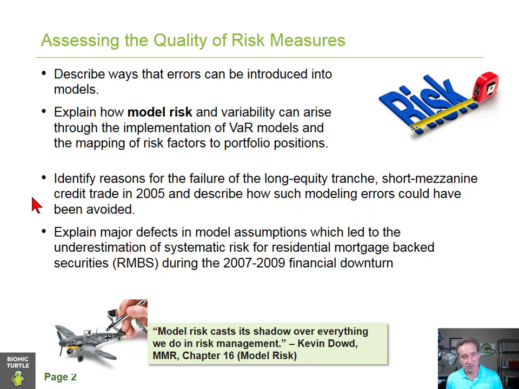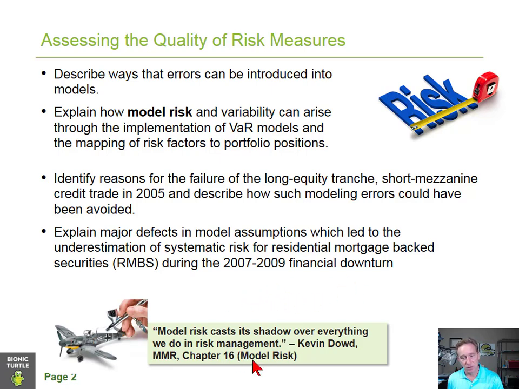And we'll see here how, once again, an assumption about a parameter, an assumption that that parameter would be static in a model, gave rise to a real gross misestimation of the consequences. And then finally, explain major defects in model assumptions that led to the underestimation of systematic risk for residential mortgage-backed securities during the global financial crisis.